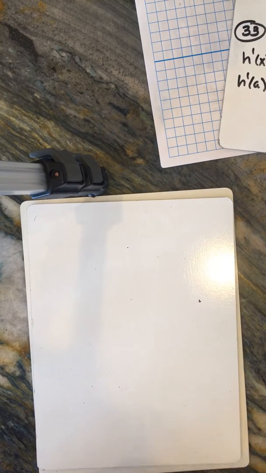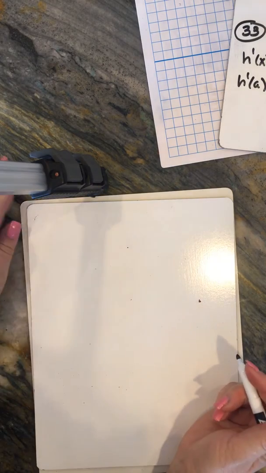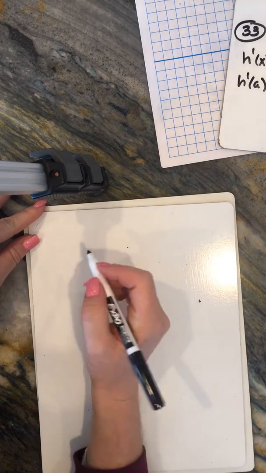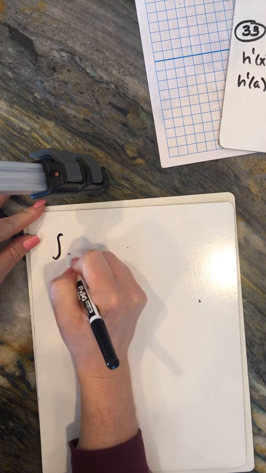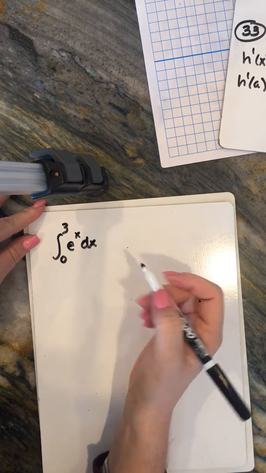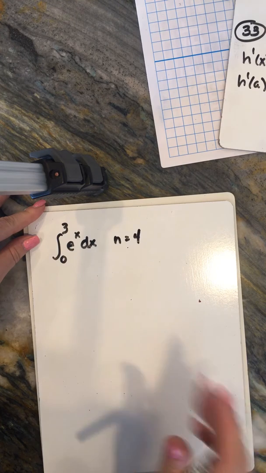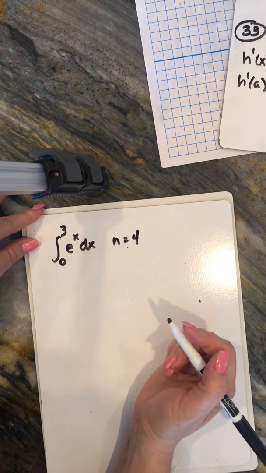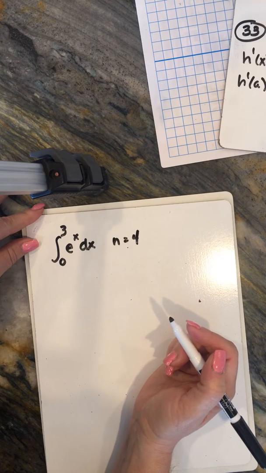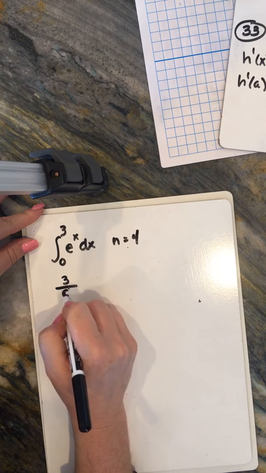All right, moving on. We're looking at number 35. And we're using the trapezoidal rule. So you had to go back and look at what the trapezoidal rule is. So we've got the integral from 0 to 3 of e to the x dx. Thank goodness they gave us a nice one. And n equals 4 subintervals. So using the trapezoidal rule, let's see, b minus a, so 3, over 2 times n, which is 4 times 2, so 8.